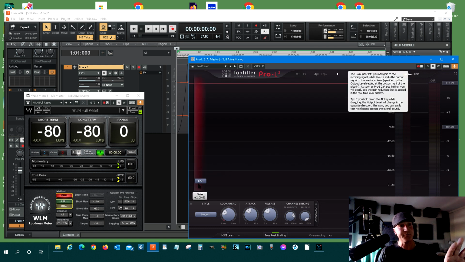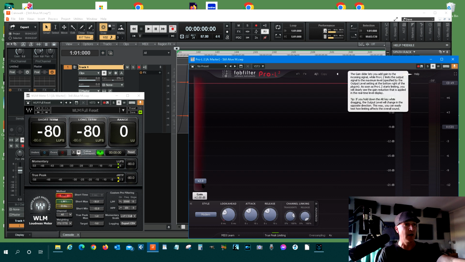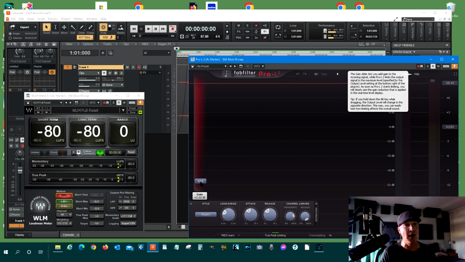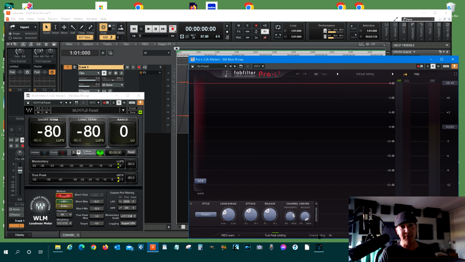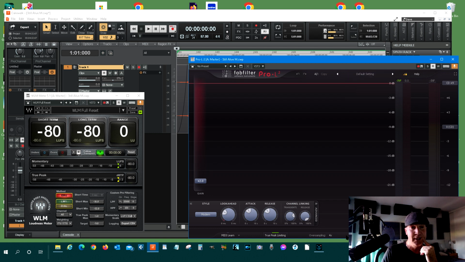So for this song, I didn't really need to go above 2 on the dB scale here, gain wise. I set my oversampling depending on how much juice you got. I put mine to 4 times, and you can go all the way up, but I just go for 4 and true peak limiting. Yeah, I enabled that, and that's pretty much it.